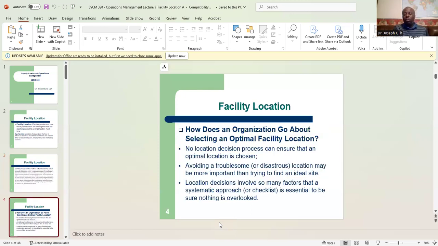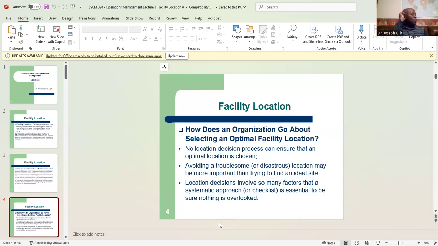Location is still very important when it comes to starting a business or expanding a business, in as much as we have the internet. So a natural question to ask at this point is, how does an organization go about selecting an optimal facility location? The important thing to realize is that no location decision process can ensure that an optimal location is chosen. And also, when it comes to location, it is more important to avoid a troublesome or disastrous location.